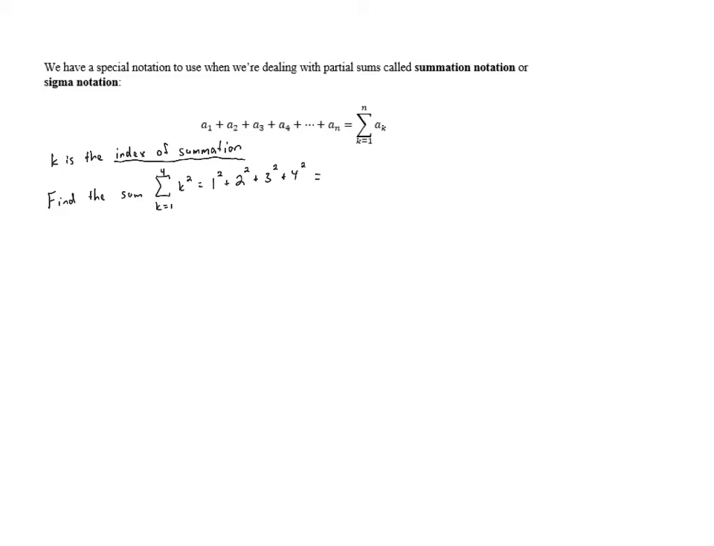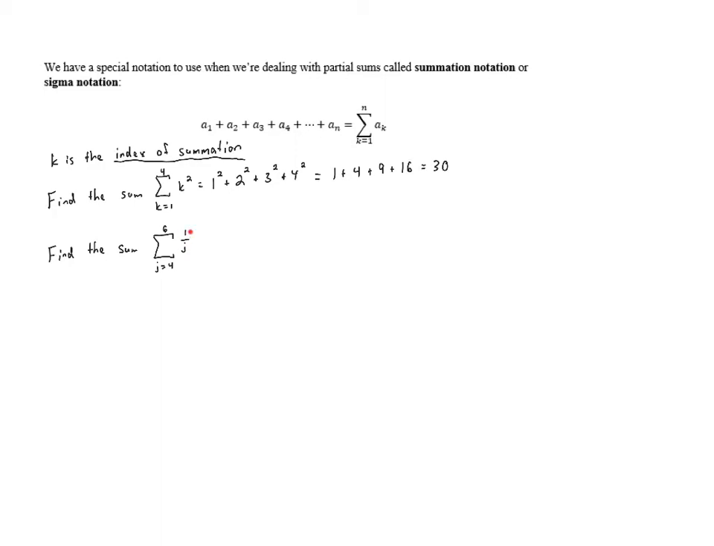Once we've written this out, we can actually go through and add all of these together. 1 squared is 1, 2 squared is 4, 3 squared is 9, 4 squared is 16, and when we add all of these together, we end up with 30. So that sum gives us 30 in the end. Let's take a look at another example.